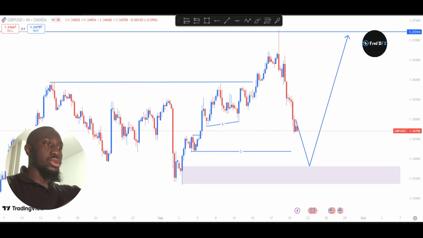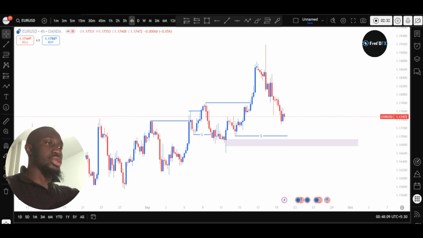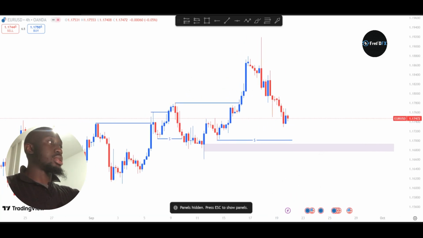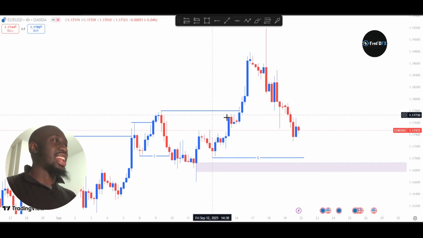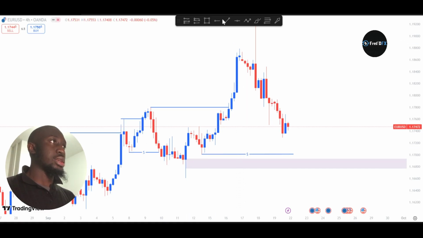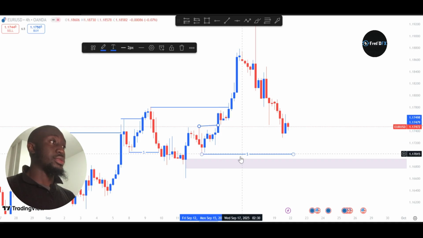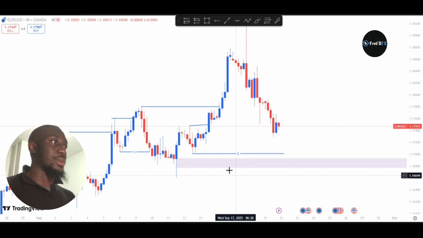Let me check other pairs. Let's go to Euro USD, sorry. For Euro USD, the same structure. There was a good clear break of structure. Now price has pulled back, so I'm waiting for price to sweep this low, because this low now turns inducement and liquidity. There was an internal break of structure from here. There was an internal break from here. So this low now turns liquidity. I'm expecting price to come and sweep all these lows and tap into this area.